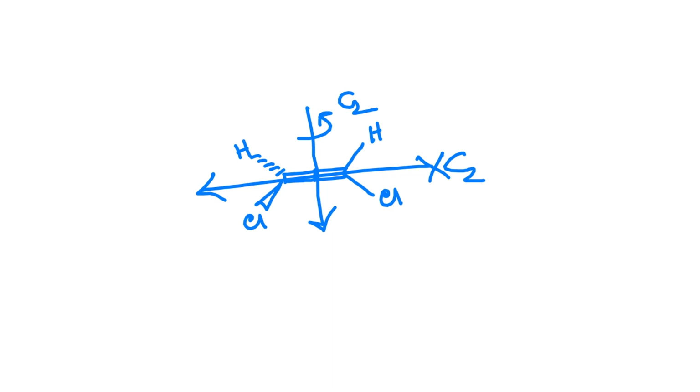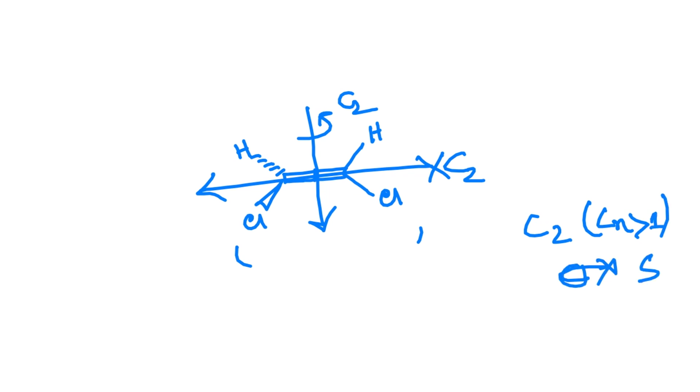So this is an example of a molecule where you have C2, where Cn, n is greater than 1, and there is no sigma, no Sn, right? And that's why this molecule is called asymmetric molecule. Asymmetric molecule. Now these asymmetric molecules, they are chiral. All asymmetric molecules are chiral. Okay, so the condition for chirality is the molecule should be asymmetric.